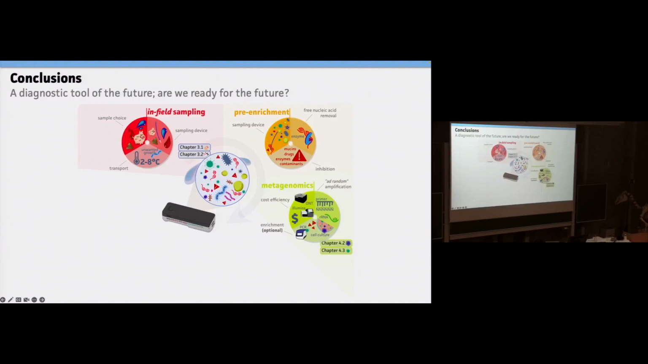The next step is the metagenomic sequencing itself. First, the at-random amplification should be really, really assessed properly, use the proper enzymes, use the proper protocols, and evaluate everything, validate everything.